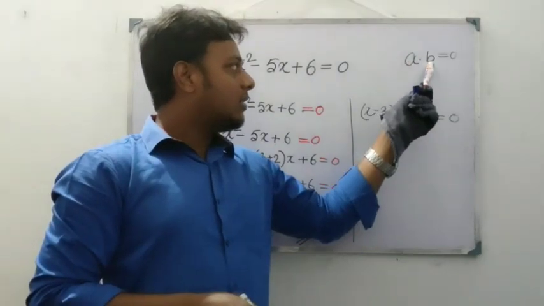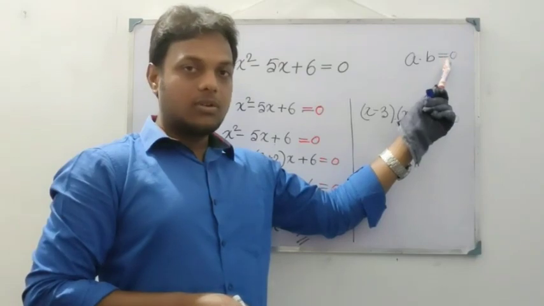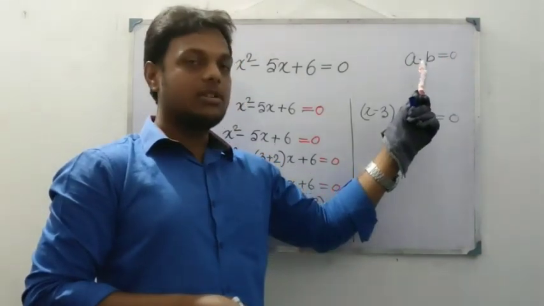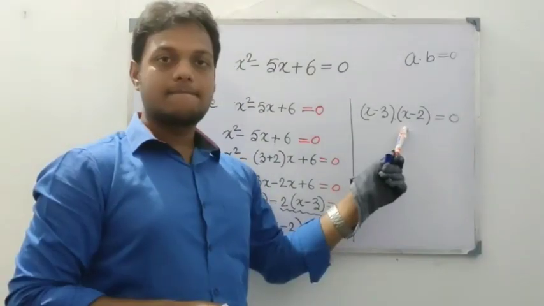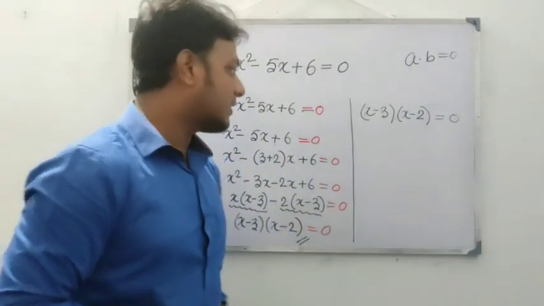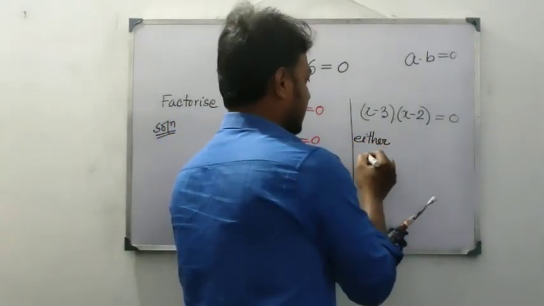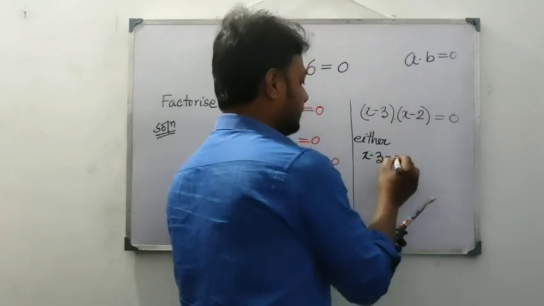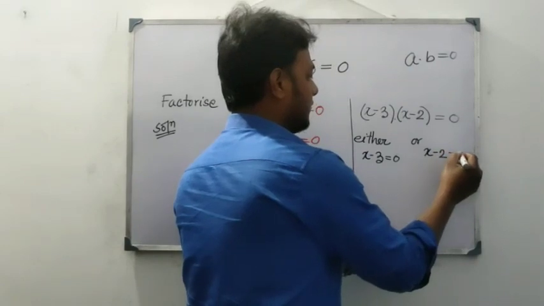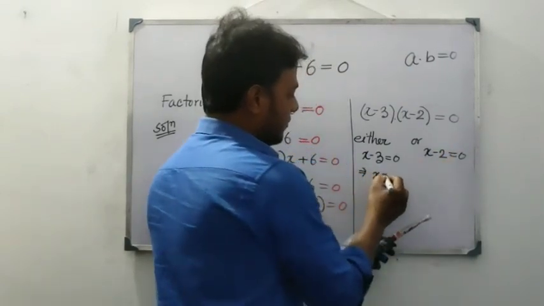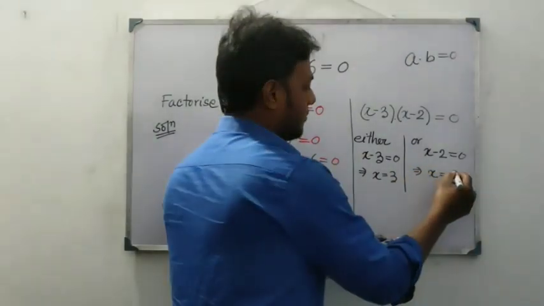Since the product of a and b is 0, we conclude that at least one of a and b is 0. We don't know exactly which one will be 0, so we have to break into two cases. Now either x minus 3 equals 0 or x minus 2 equals 0. From the first we get x equals 3, and from the second x equals 2.